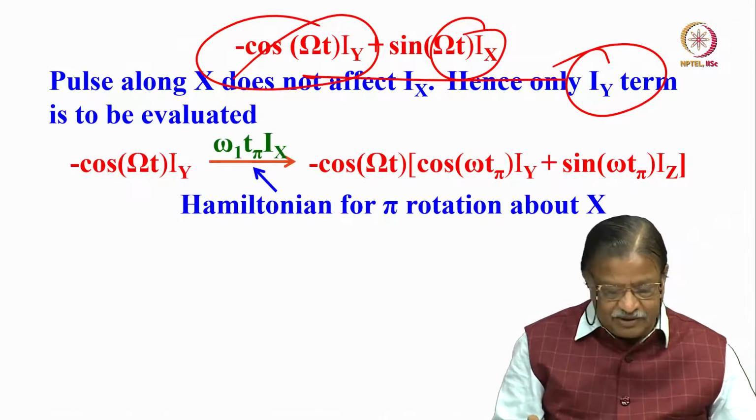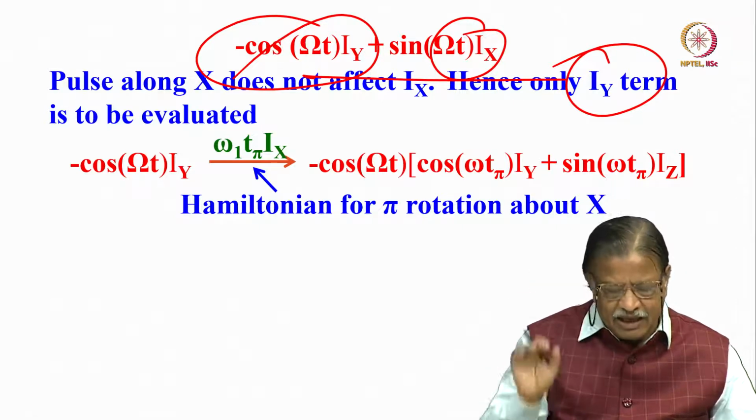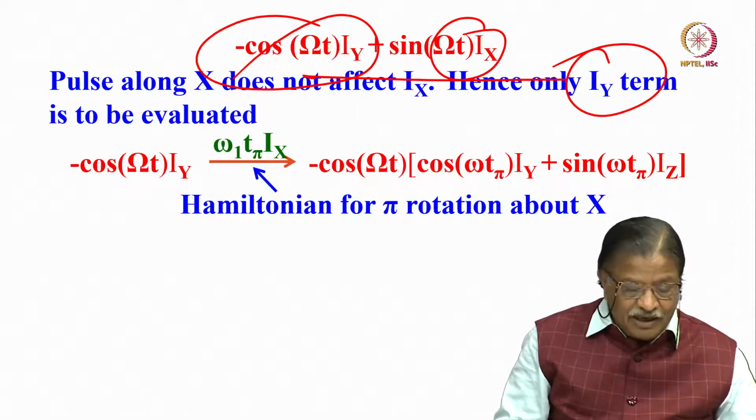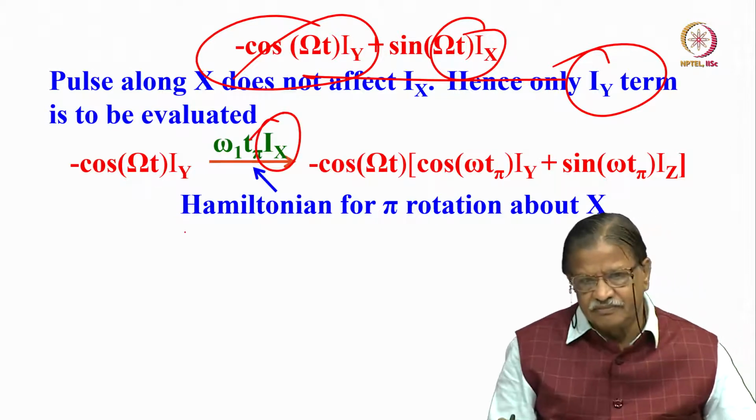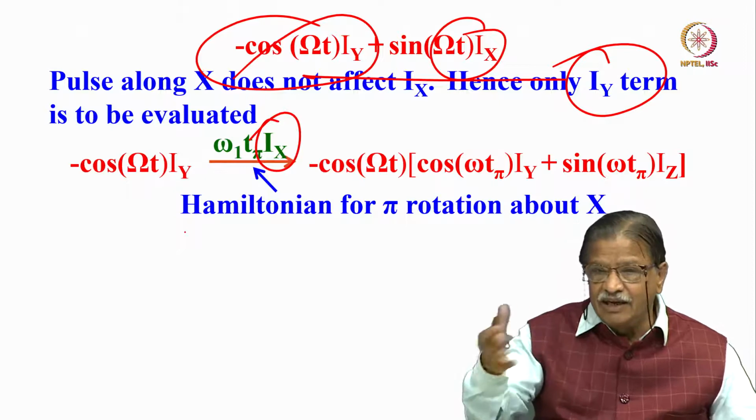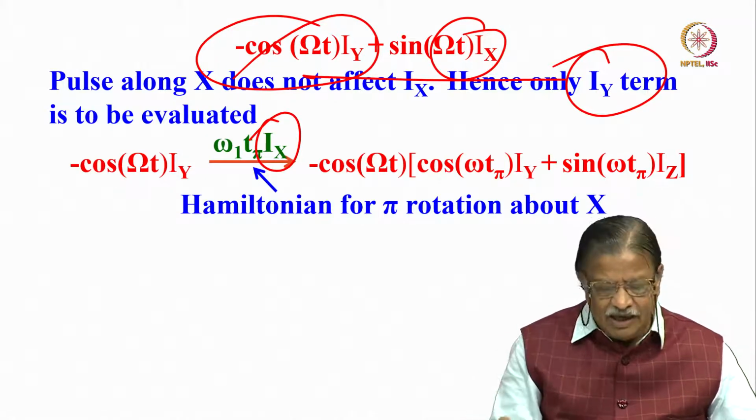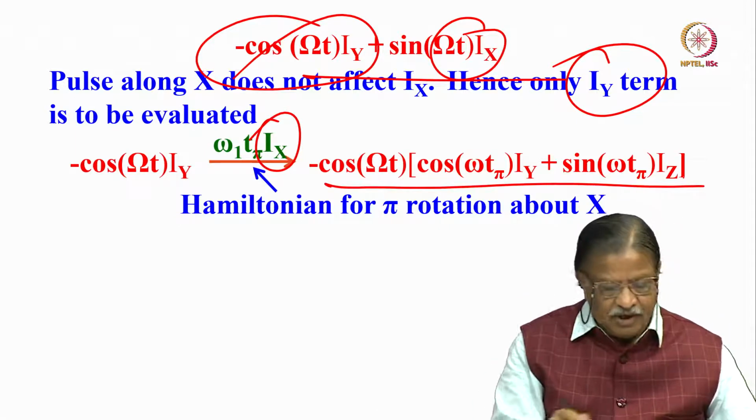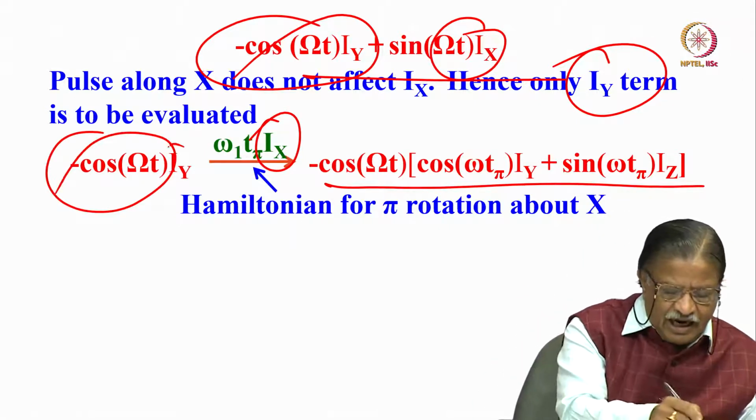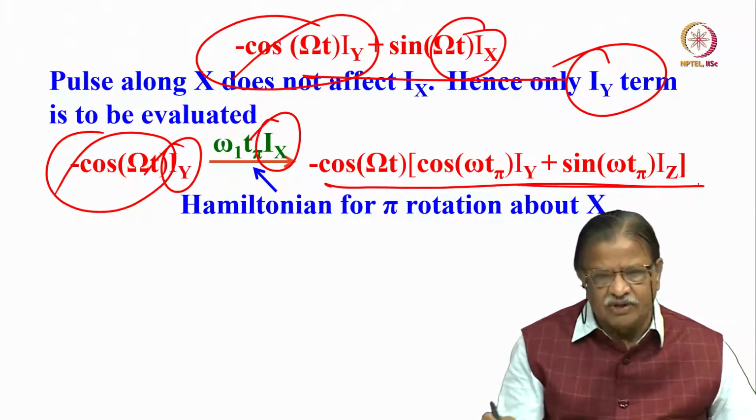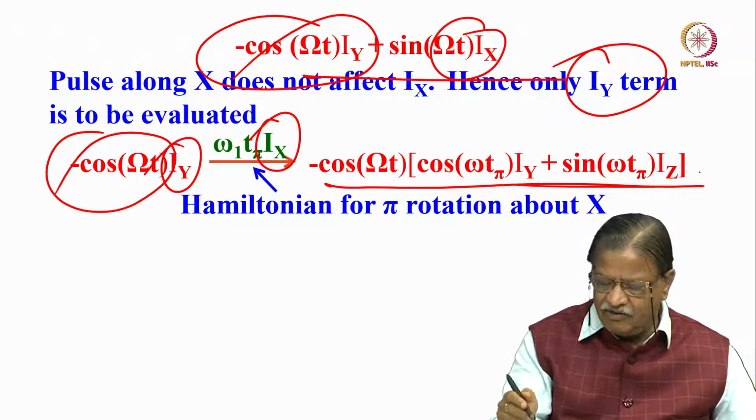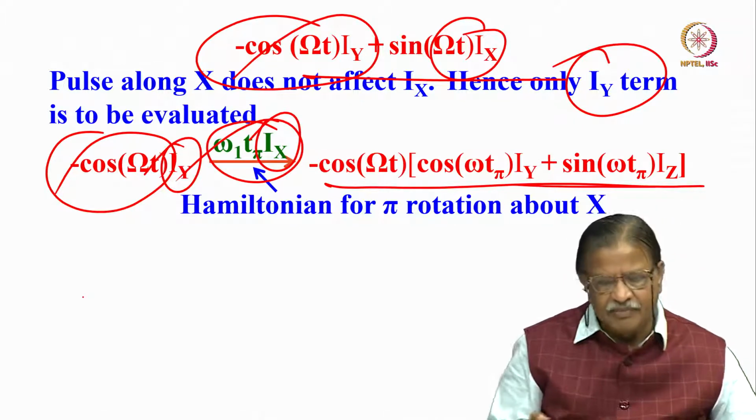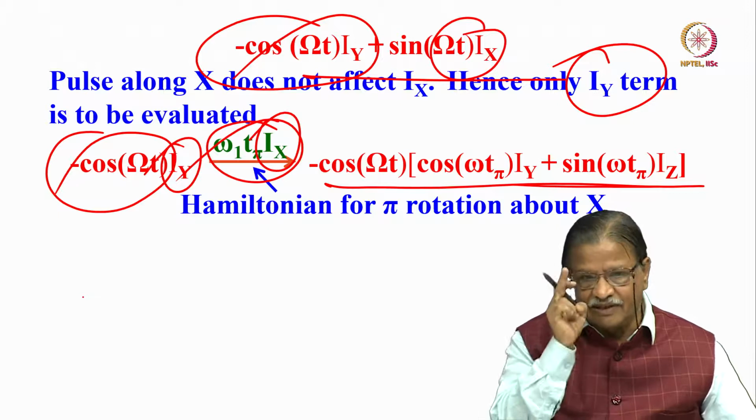Of course, we have to see the figure, go back to the drawing. You have to see that now it is the rotation of Iy about Ix. So the Iy term is there. We are rotating about the x axis because we are applying a 180 pulse along the x axis. So this is the term we are going to get if you see the figure. Minus cosine omega t is there and Iy is rotated, and we are going to get cosine omega 1 tau pi into Iy plus sine omega 1 tau pi into Iz. And this is the Hamiltonian for pi rotation, a 180 pulse about the x axis.